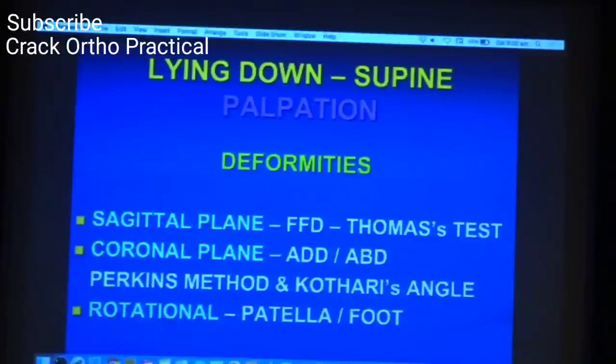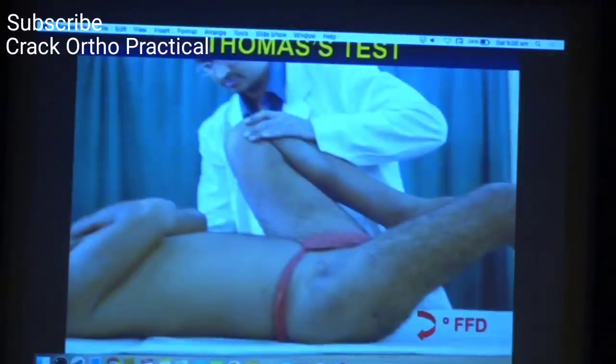which involves squaring of the pelvis, and the Kothari's angle, which does not demand squaring of the pelvis. You just have to place the 2 lower limbs parallel to each other and draw the Kothari's angle. Rotational deformity, we have already discussed. The patella is a good indicator. And this is how the Thomas's test is performed.